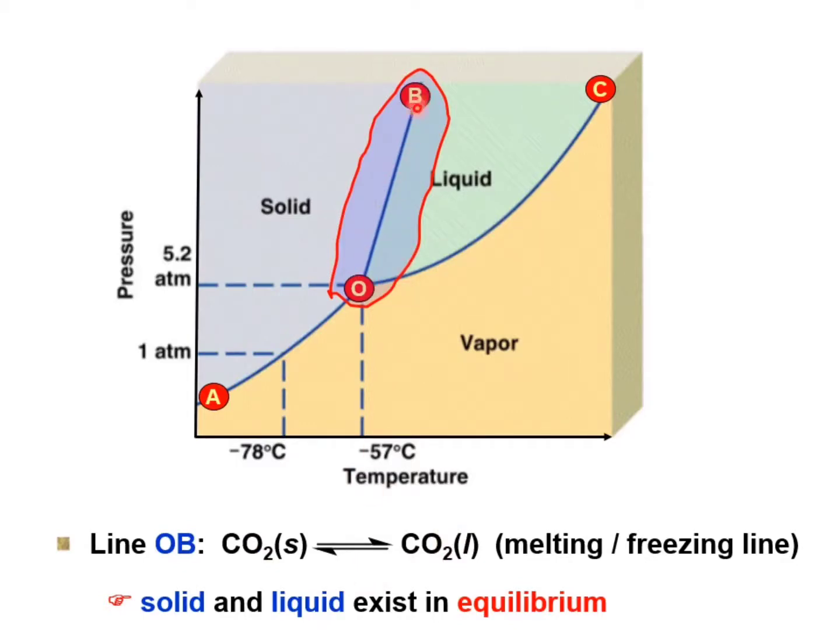So at this line also, this OB line also, we call as melting point or freezing point, atau freezing line atau melting line. Melting is the process from solid convert to liquid. Sebab tu line ini boleh dianggap sebagai melting point. And then freezing point is the phase convert from liquid to solid. So this line also we call as freezing line or freezing point.